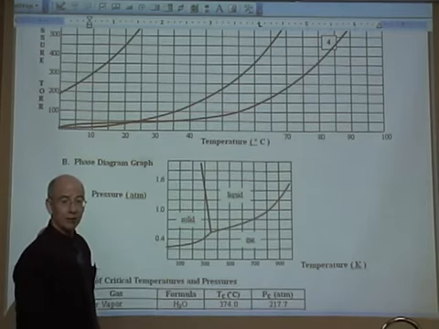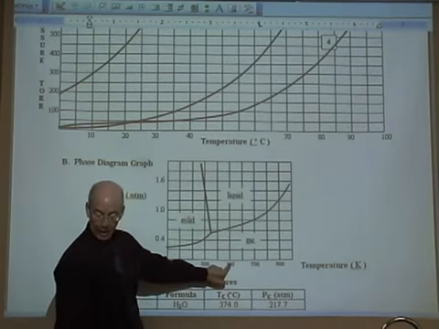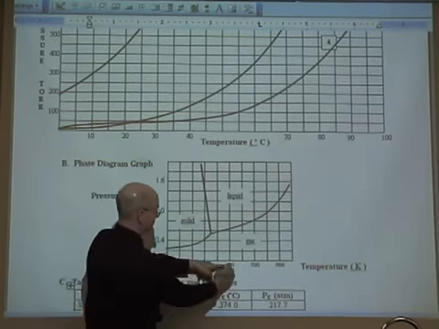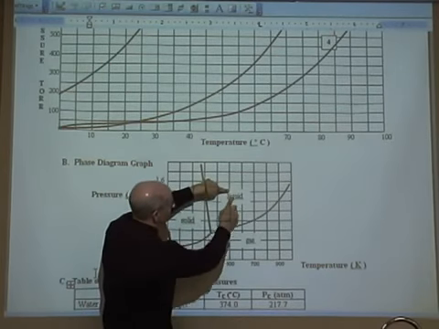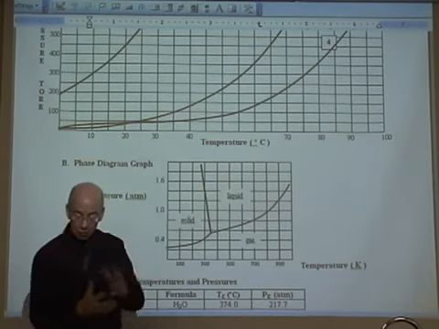What if we had 500 K, that's here, and 1.4 atmospheres? 500 K, 1.4, we go up, and you can see clearly that's a liquid. So this is how to work with these graphs.